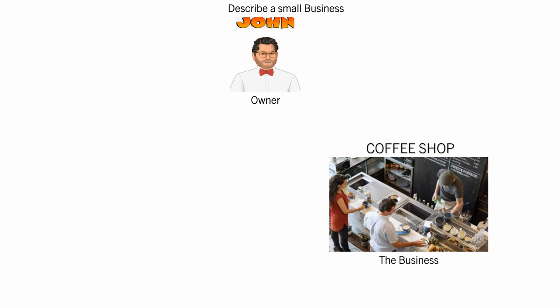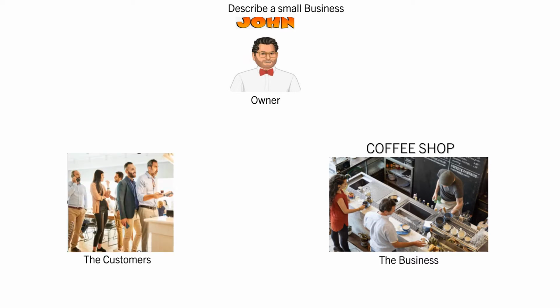Okay, so that's the second part. You first have to have an owner, and the second part, you have to have a business, and the third part is you have to have the customer. Those are the parts regardless of the size of the business. You can have this small little coffee shop that John owns, or you could be talking about big companies like Bank of America, General Motors, or Apple. Those three pieces are always in the model.